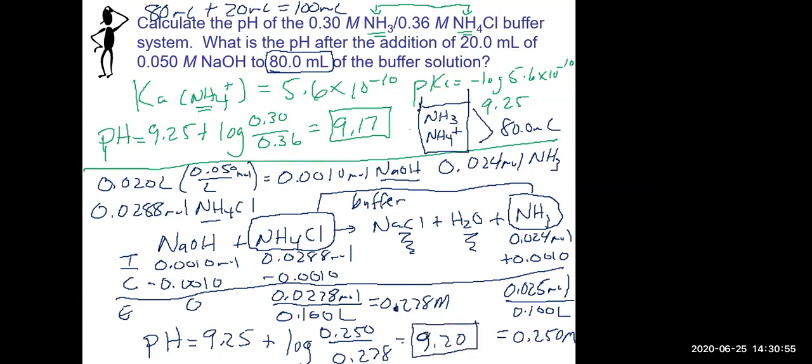So we got this 9.20. Let's make sure that it makes sense. First off, we started at 9.17. We added some base. It went to 9.20. So that's not a tremendous jump in pH. So that's good. And more importantly, because we added sodium hydroxide, we would expect the pH to go up, and it did. So at least it moved in the correct direction. Any questions on any part of that?